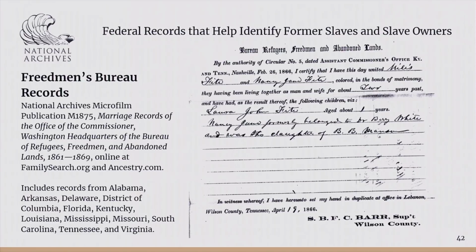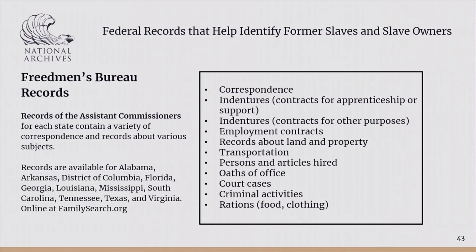So very helpful information. The records of the assistant commissioners for each state contain a variety of correspondence and records about various subjects, and not all states are going to have all types of records, and not all counties are going to have all types of records. But among the things that you might find are indentures, which are either contracts for an apprenticeship or support, or contracts for other purposes, employment contracts, records about land and property, transportation, the hiring of people and things, oaths of office, court cases, criminal activities, and rations of food and clothing.